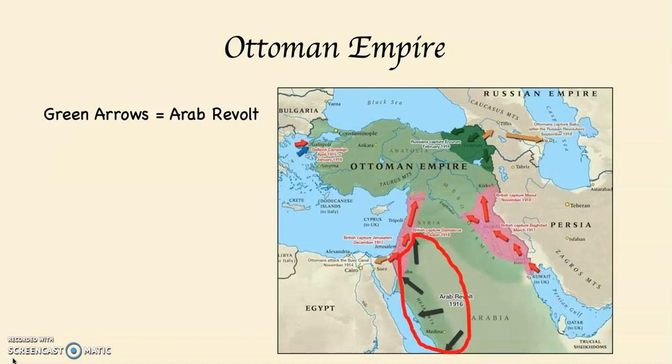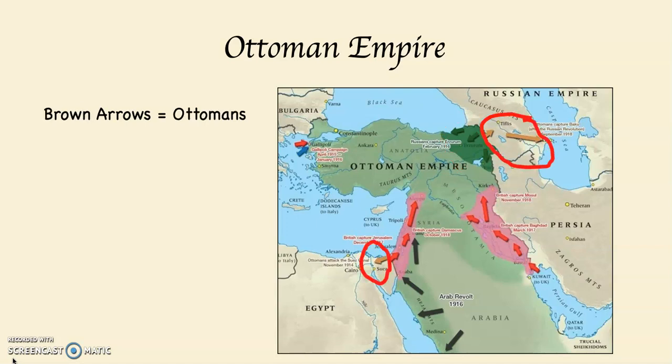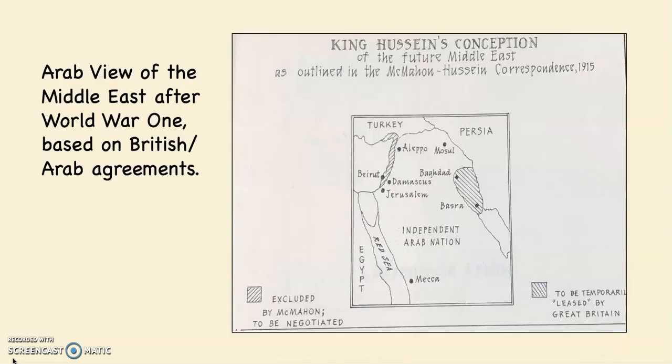The green arrows are the Arab Revolt beginning in 1916. These other green arrows are the Russians invading what would be modern-day Turkey. And then these brown arrows are early offensives by the Ottomans. Now we can see, from a geographical standpoint, where and why those movements were the way they were. This map takes some explaining.